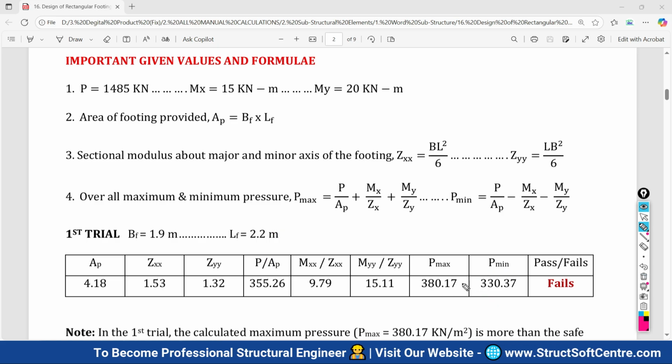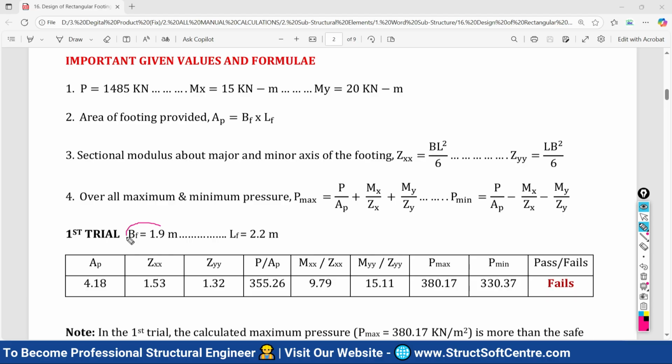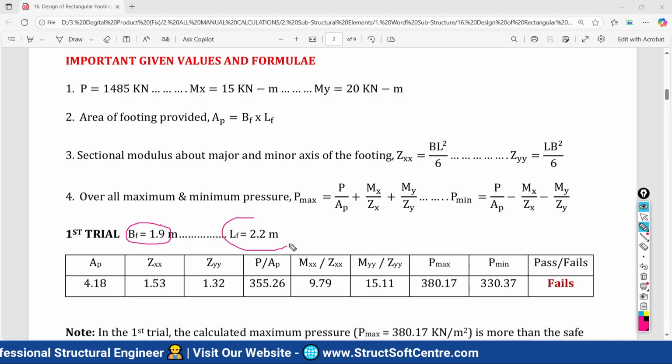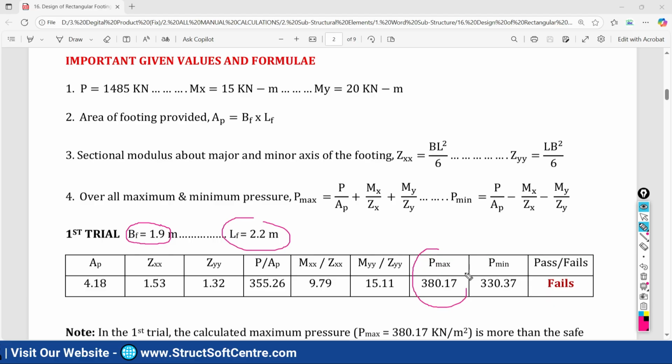Next, we have to check whether this size of the footing is safe or unsafe. How will you come to know about this? You have to check the maximum pressure.